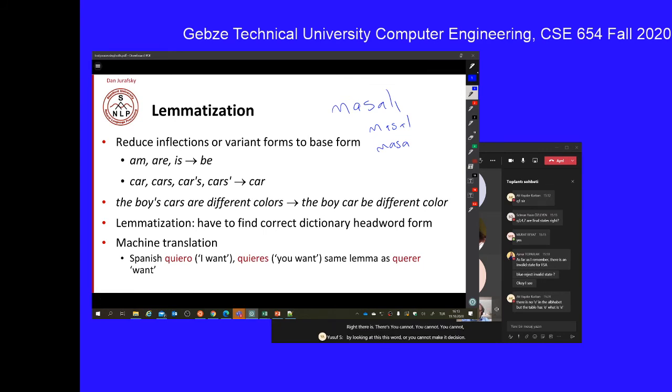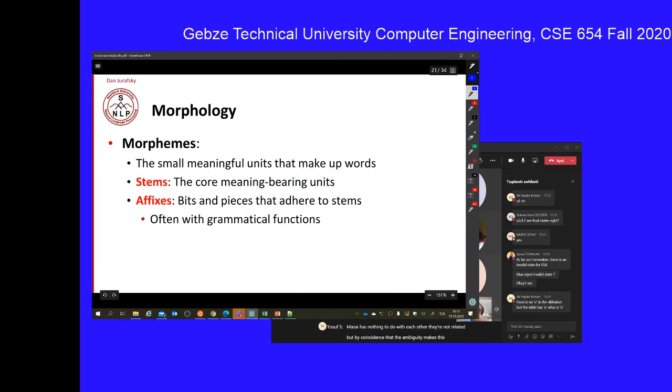And another example from Spanish: "I want" and "you want" have the same lemma, "want." Their lemmas are the same. So if you do that kind of lemmatization, you are losing some information. And sometimes it is not that possible. "Masal" and "masa" have nothing to do with each other. They are not related, but by coincidence, the ambiguity makes this lemmatization difficult.